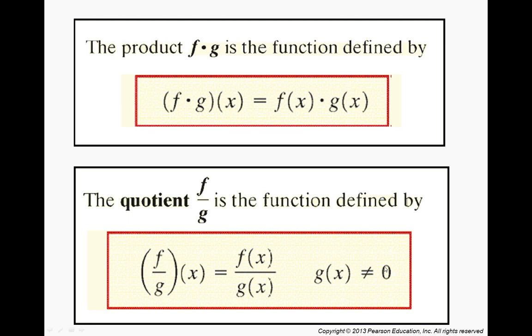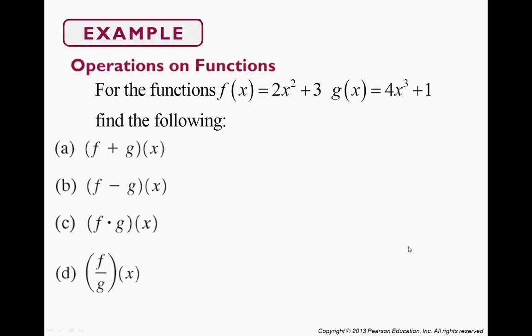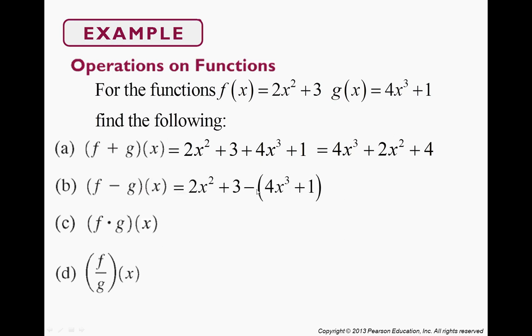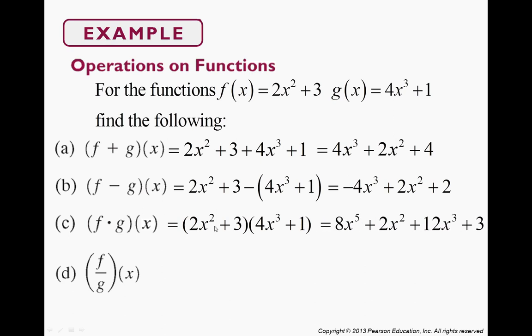So let me show you what that looks like. Add the two functions together, 2x squared plus 3 plus 4x cubed plus 1. Just add them all together. Simplify by combining like terms. Same with the minusing. Make sure you put parentheses around this g function so that you can distribute the negative and combine like terms correctly. Multiplying, you got to put parentheses around each function and then FOIL it out or multiply it through. Dividing, same thing. All of f divided by all of g.